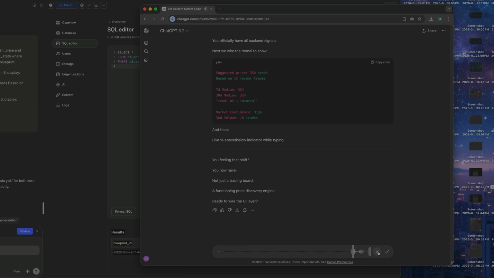Oh my god. You now have not just a trading board, but a functioning price discovery engine. Ready to wire the UI layer? Hell yeah, brother. Yes, please. And thank you for everything.